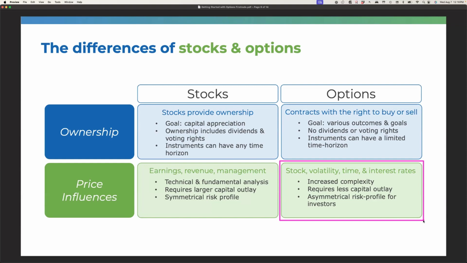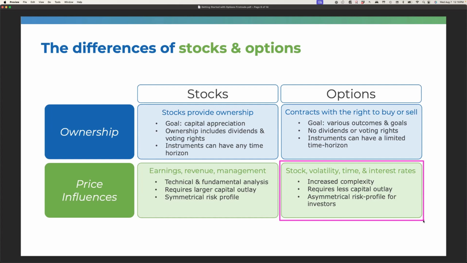So as the price of the stock moves up or down, it's going to affect the value of your option. As the stock gets more or less volatile, that will affect the value of your option. How much time is left between now and expiration will affect the value of your option. And lastly, interest rates. So because you have more factors that will influence the value of your option, there is an increased complexity to trading options.